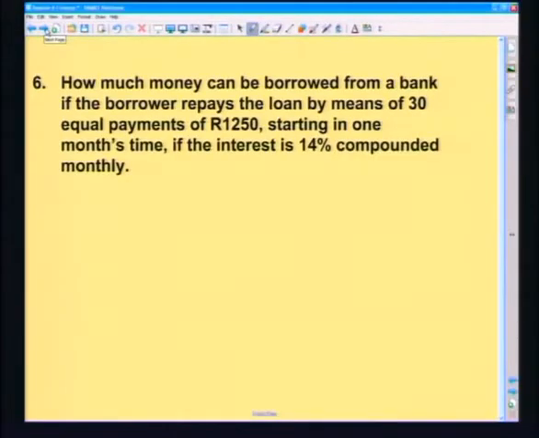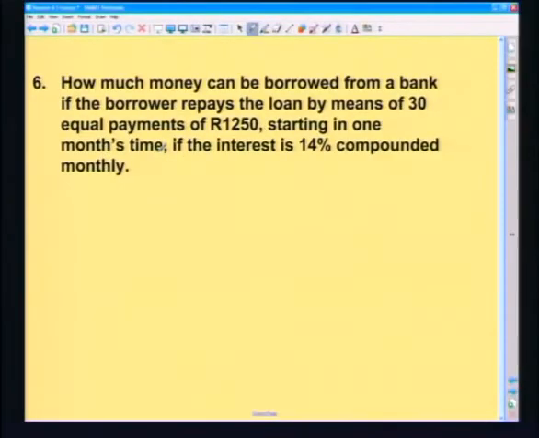Right, it says here, how much money can be borrowed from a bank if the borrower repays the loan by means of 30 equal payments of 1,250 rand starting in 1 month's time, if the interest rate is 14% compounded monthly? You remember earlier on I mentioned to you that if you are paying a loan or whatever, you should have your interest rate working the same as the amount of installments that you're putting in. So if you're paying 30 installments, and it must be done per month, starting in 1 month's time, and this must be compounded monthly, you'd have to adjust your interest rate. Now I'll show you at the end of this question how you would do that, should there be a problem. And then you can see how to work on from this.